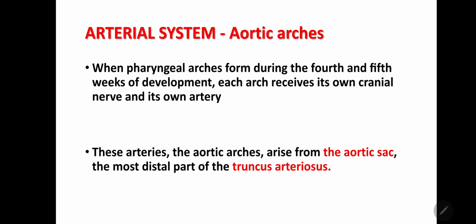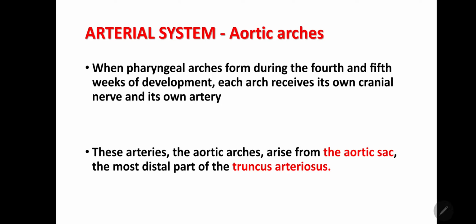So the arterial system develops in conjunction with the development of pharyngeal arches. That's why they are called aortic arches. When the pharyngeal arches are developing from the 4th to 5th week of development, each arch receives its own cranial nerve and its own artery. These arteries arise from the aortic sac. What is the aortic sac? The aortic sac is the distal portion of the truncus arteriosus outside the pericardium.